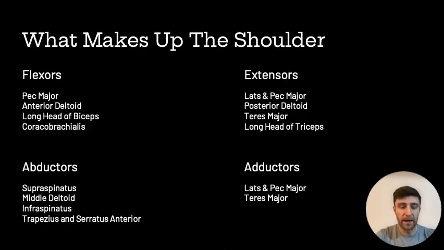So, what makes up the shoulder? You have a lot here. You've got flexors, which is what we're talking about. It's that motion that brings the arm up and overhead. You have the extensors, which bring it going back. You have the abductors, which is the upward motion of that snow angel, and the adductors, which is the going down on that snow angel.